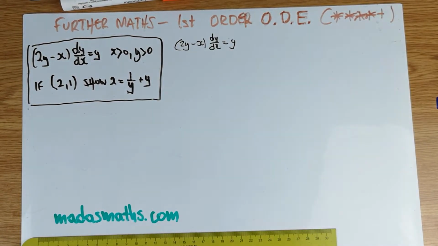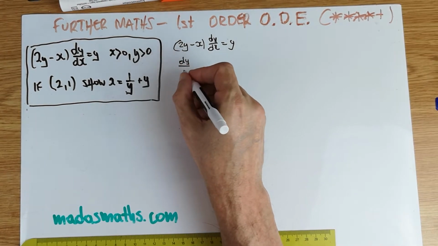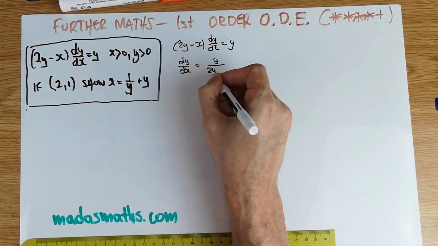We want to swap the x and the y, so probably the best thing to do is to divide first of all by the bracket. dy by dx is y over 2y minus x.